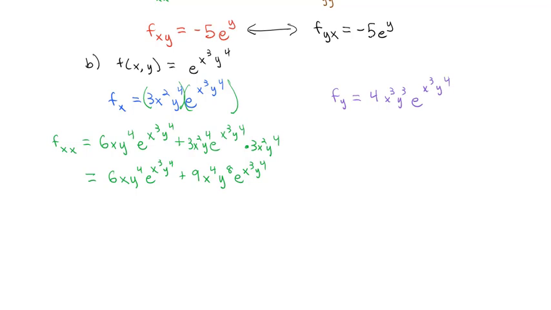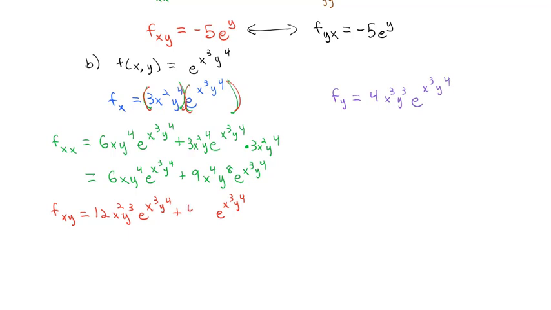Let's try another one. Let's do the f sub xy. It still is a product because there still are y's in both things multiplied together. So using the product rule, we take the derivative of the first with respect to y. 3 times 4 is 12y cubed, keeping the x squared as a constant, times the first, e to the x cubed y to the fourth, plus the derivative of the second, e to the stuff is e to the stuff, x cubed y to the fourth, times the derivative of the stuff.